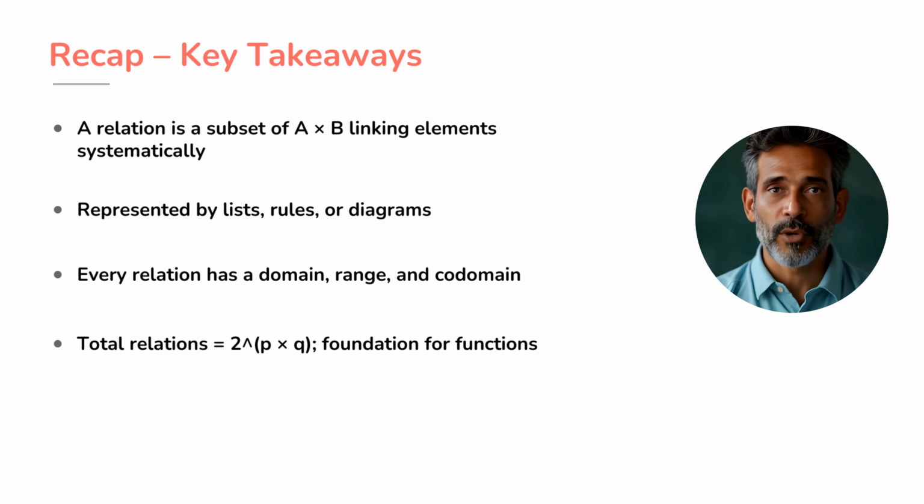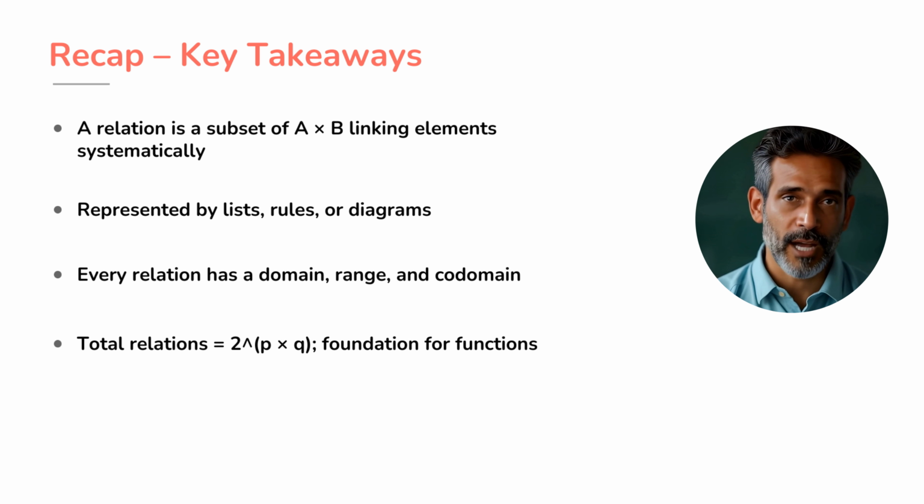Let's take a moment to recap everything we explored today. First, a relation is any subset of the Cartesian product of two sets, A cross B. Second, you can represent a relation in 3 ways: roster form, set builder form, or an arrow diagram that shows connections visually. Third, every relation has a domain, a range, and a codomain, which help you understand exactly which elements are linked.